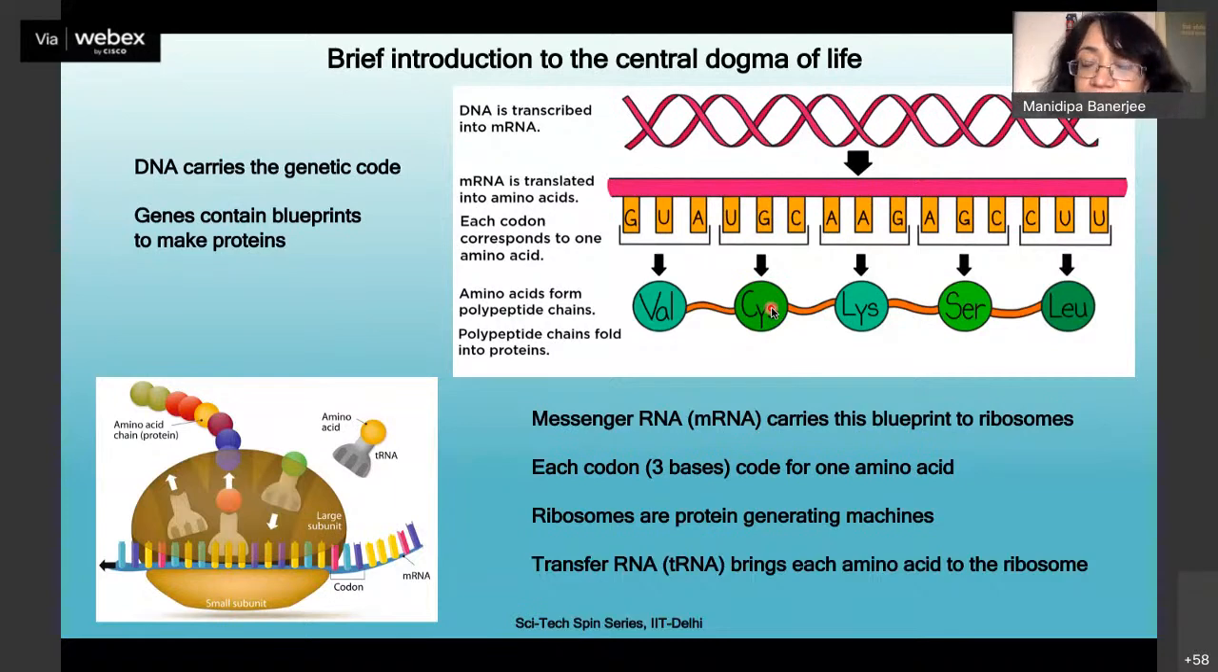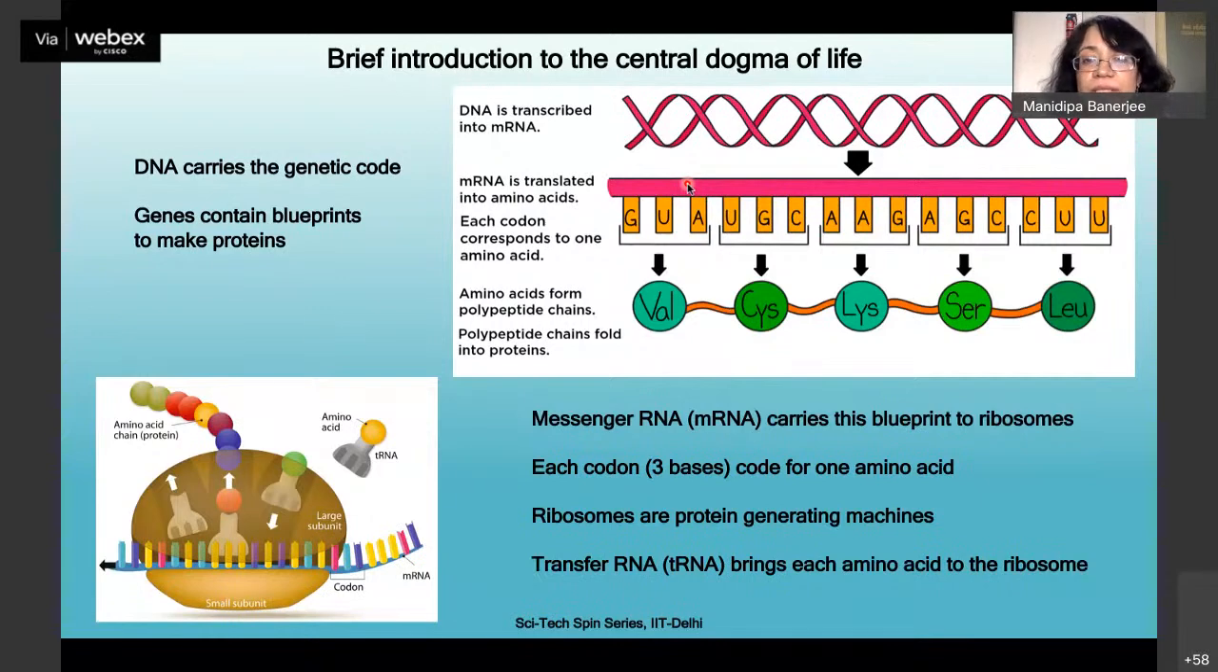So there is something called a genetic code, and you will probably learn that a bit later in your coursework, where all our proteins are made out of 20 amino acids. There are 20 amino acids in the world, and all of our proteins are made from these 20 amino acids in different permutations and combinations. And in our genetic code, each of these three bases code for one particular amino acid. For example, GUA codes for valine, UGC codes for cysteine, right? And these bases come from our DNA converted to mRNA and converted to protein, right?